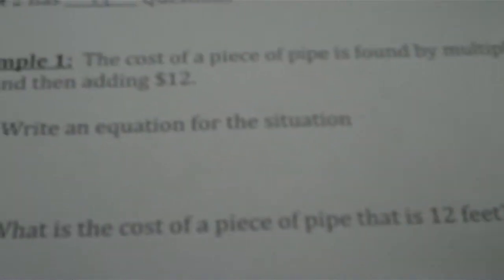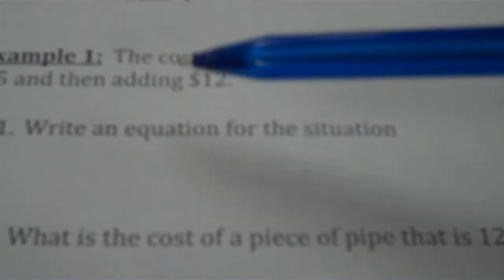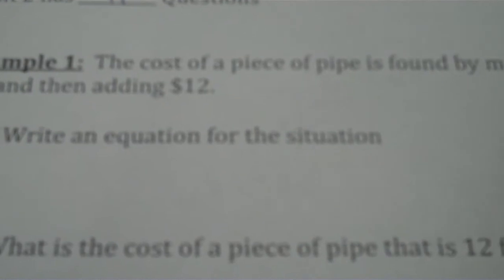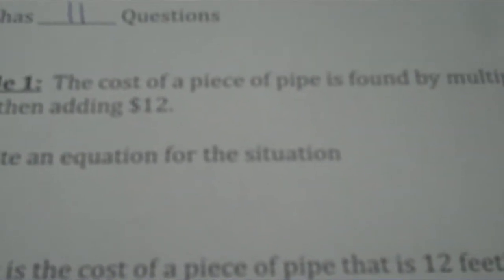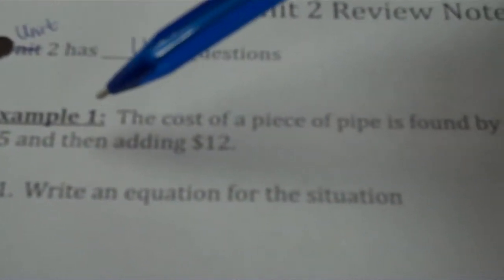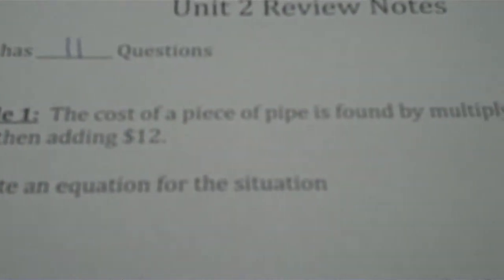Okay? It's always kind of hard to see stuff videoing like this. So if you can't read what this says, look on your paper and see it. But anyway, we're going to go over this. So example 1. The cost of a piece of pipe is found by multiplying the length by 3.5 and then adding $12. Okay? So that's just a sentence. And then on your test, it's going to ask you to do 3 different things.